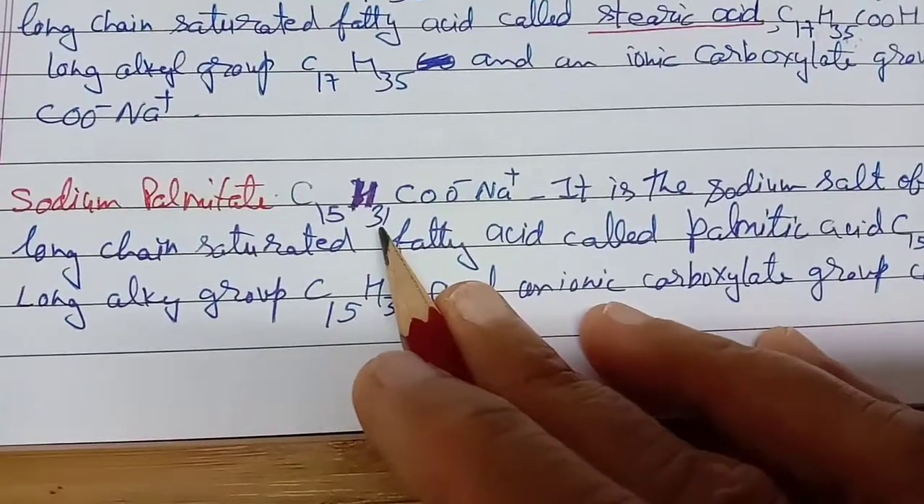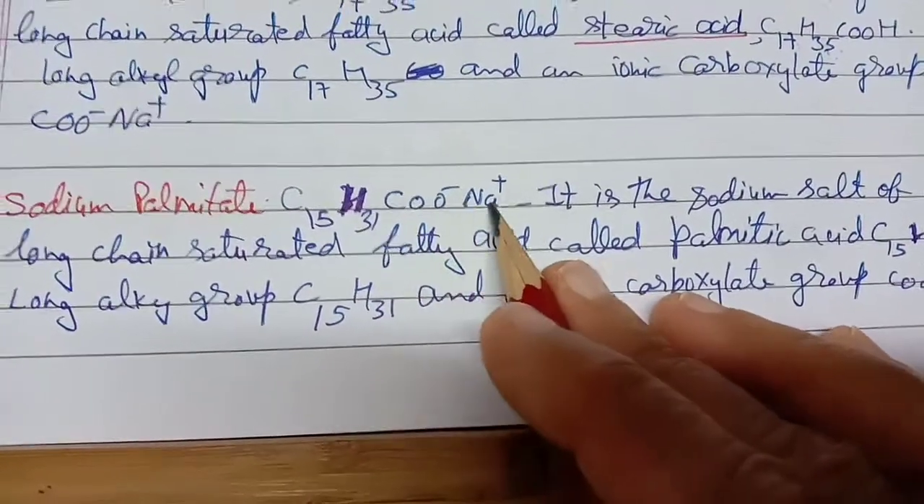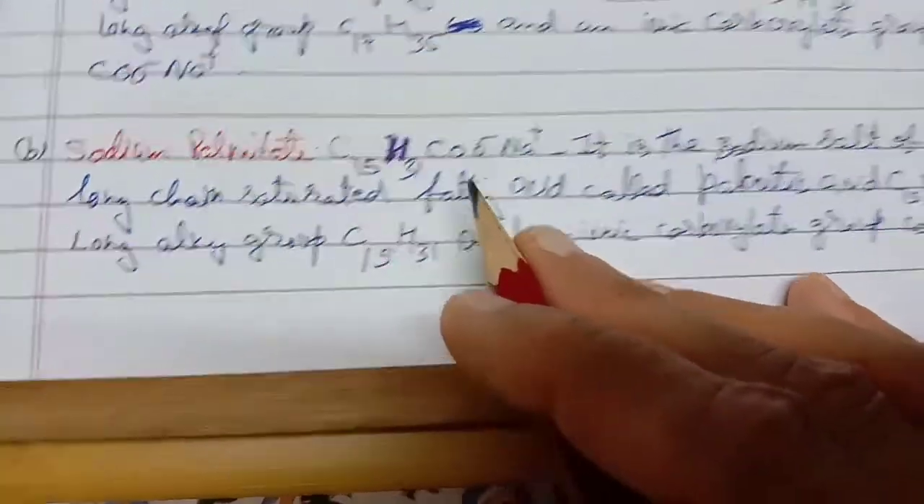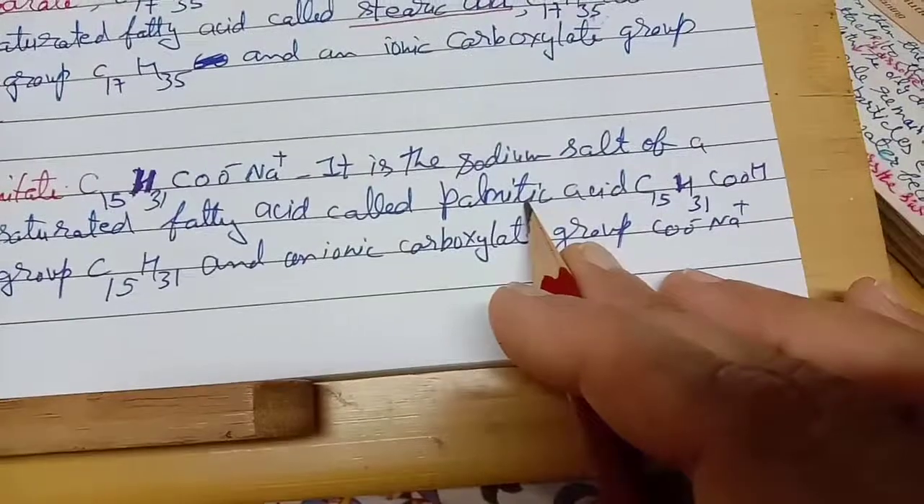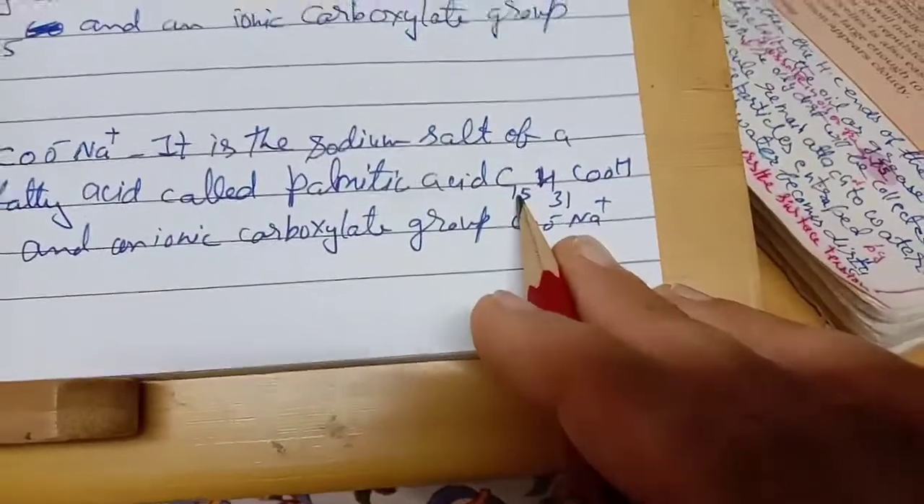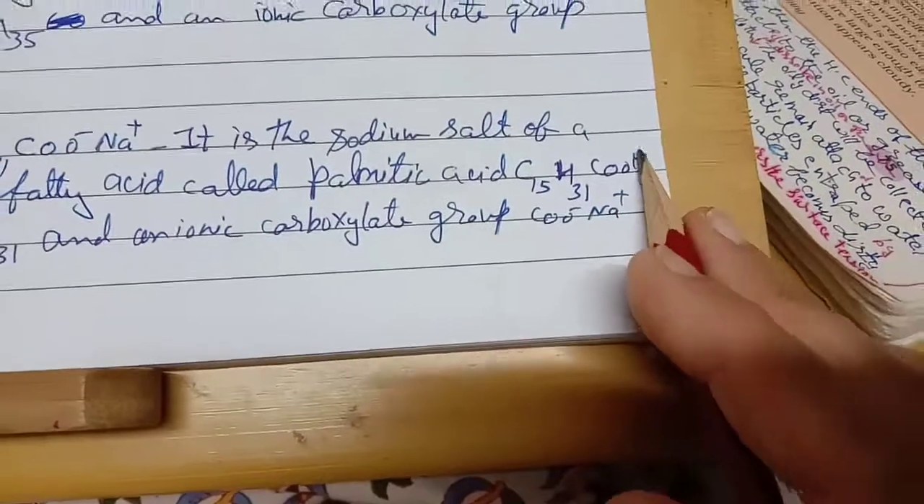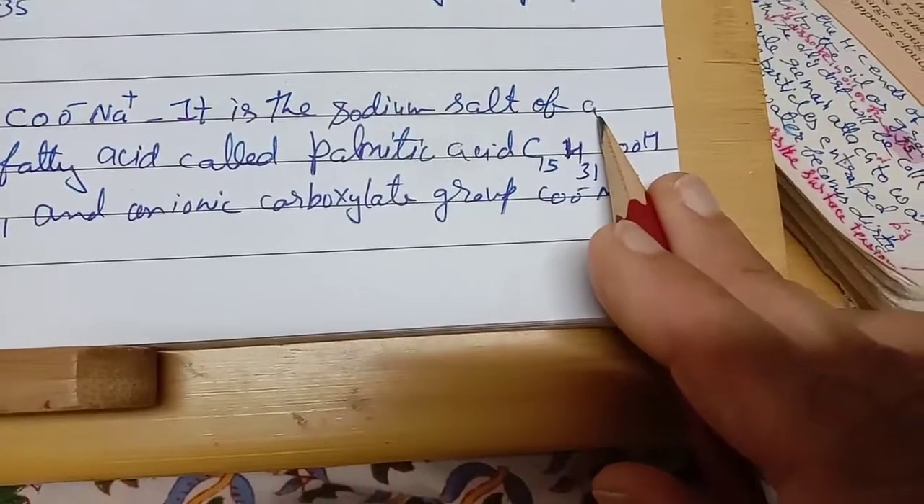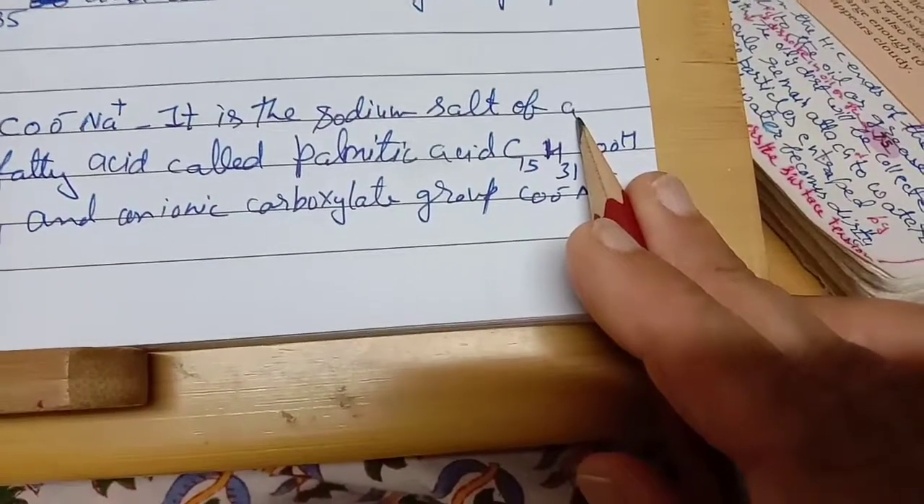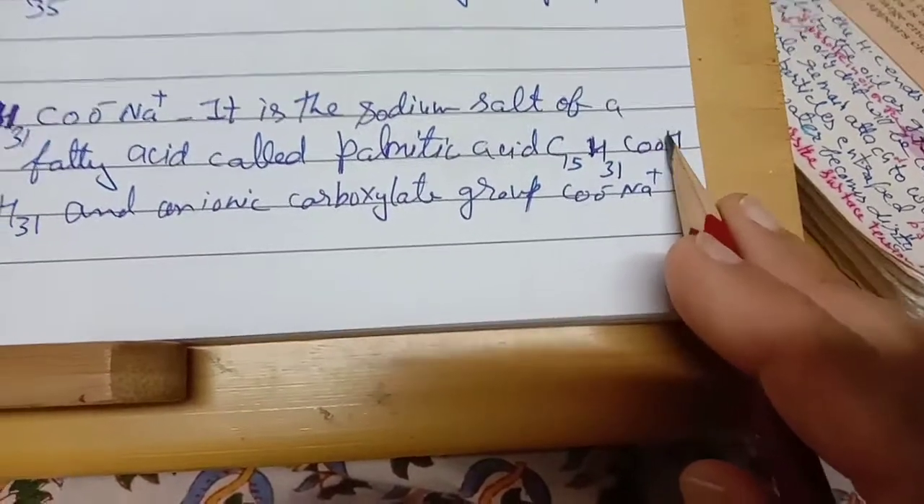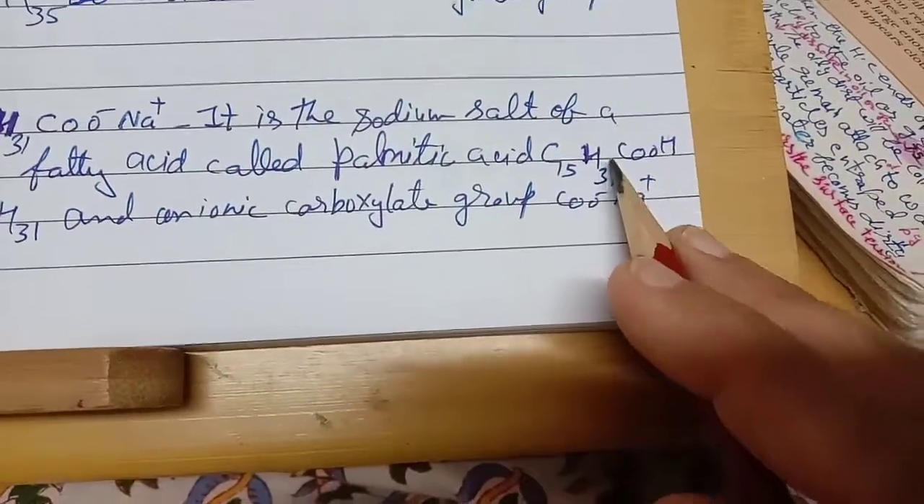Sodium palmitate is C15H31COONa. It is the sodium salt of a long chain saturated fatty acid called palmitic acid. The formula of palmitic acid is C15H31COOH. Now this C15H31 is the alkyl group, and this COOH has replaced one hydrogen atom.